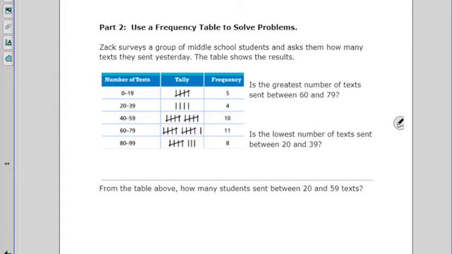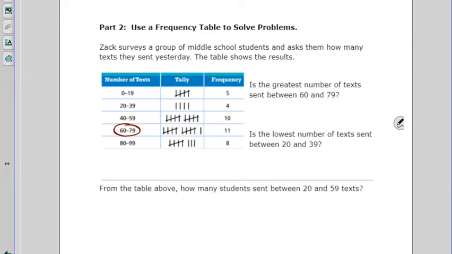And the first question is: is the greatest number of texts sent between 60 and 79? You might look at this and go, oh, look at this, there it is, and it has the most check marks in it. So yes, but let's look at that question a little closer.